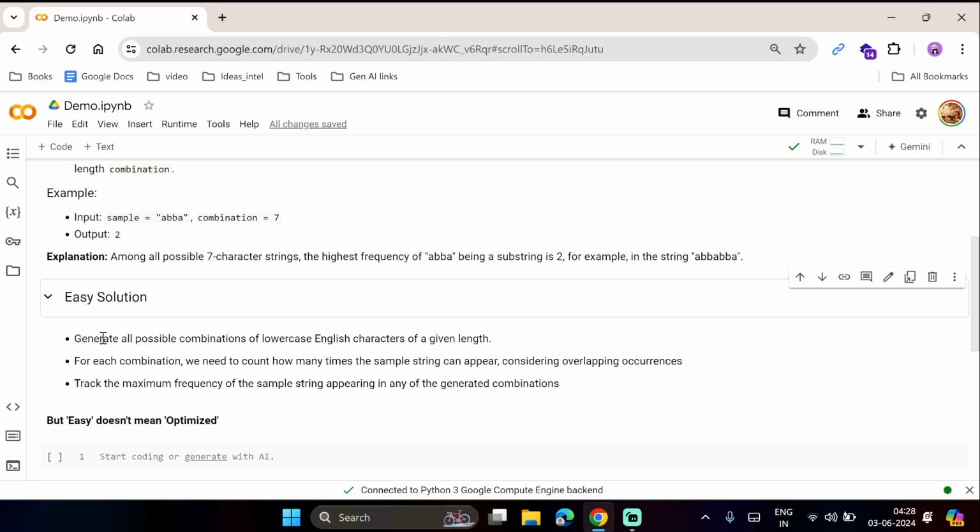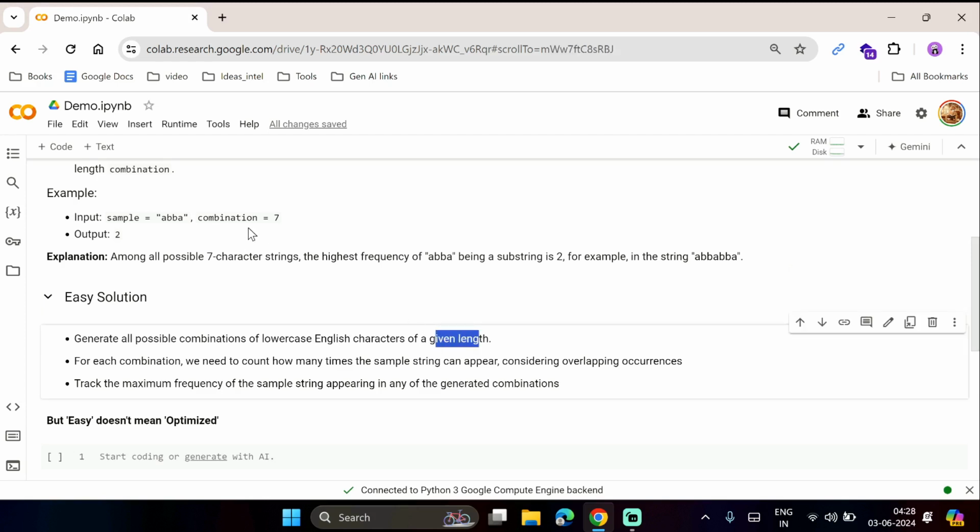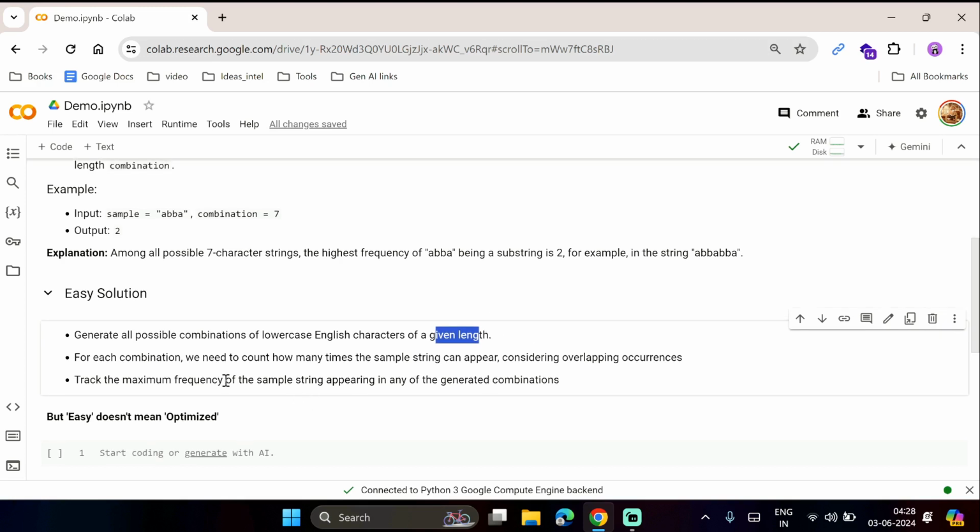You can think of first generating all possible combinations of lowercase English characters of a given length. And what this given length is, it's the combination, right? So you are already given this string and the combination number. So you can think of generating all possible combinations of lowercase English characters of this length of this integer. Now, for each combination, you need to find out how many times the sample string can appear, considering overlapping occurrences, and then obviously track the maximum frequency of the sample.